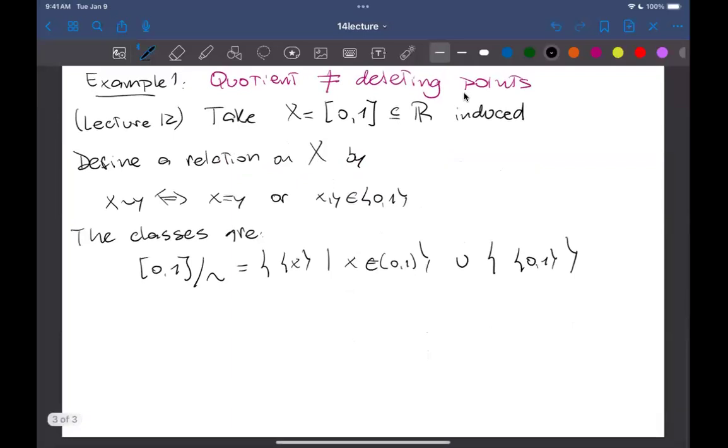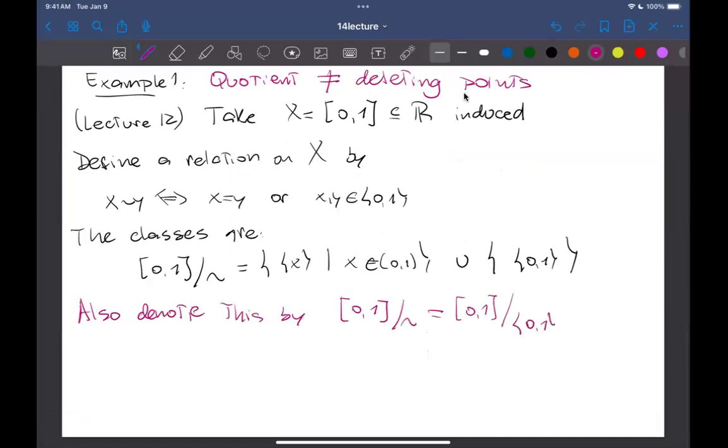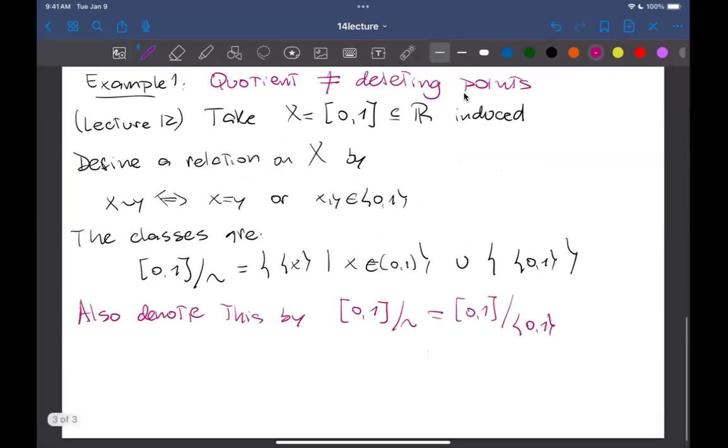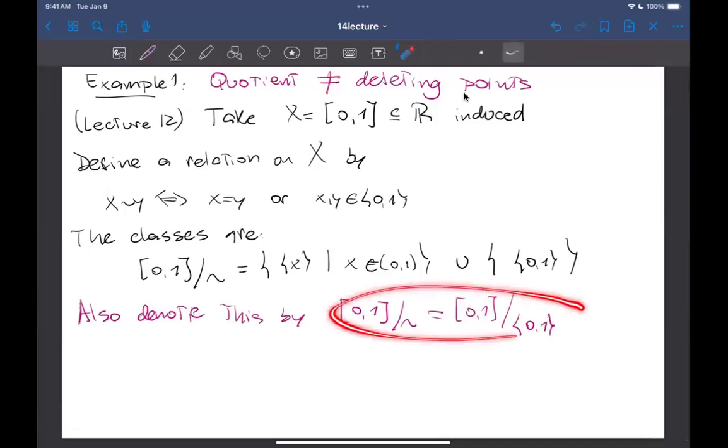And before we continue with the idea, let's say that we also denote this quotient set, instead of saying we're quotienting out by this equivalence relation, you can say I'm quotienting out [0,1] by the set {0,1} with two elements, because I'm taking these two points and just identifying them in the quotient. And I'm going to use this notation later today at the end of today's class.